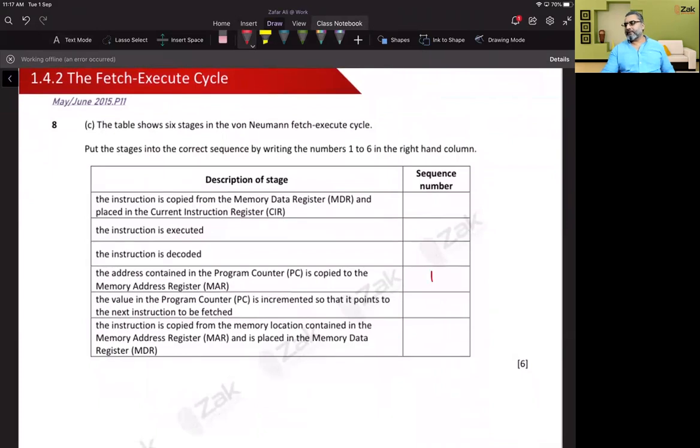And then we have got the last one. The instruction is copied from the memory location contained in the memory address register and placed in the memory data register. This is 2. The instruction is copied from the memory data register and placed in the CIR. This is 3.